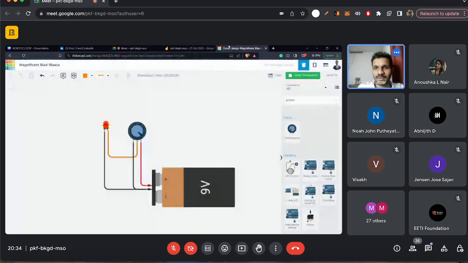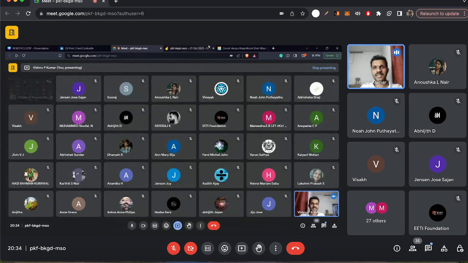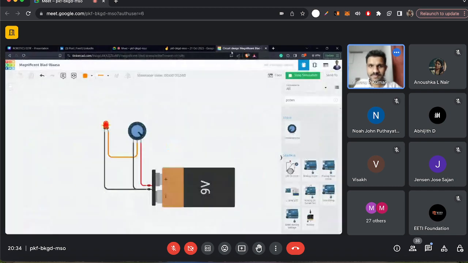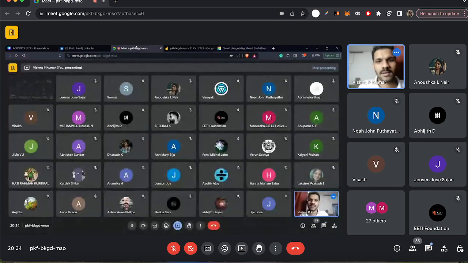Okay, so is there anyone who is seeing this for the first time, like a TinkerCad simulation and all? Is there anyone? Anyone seeing it for the first time? Just for curiosity, yeah. I think everyone has seen it. Okay.